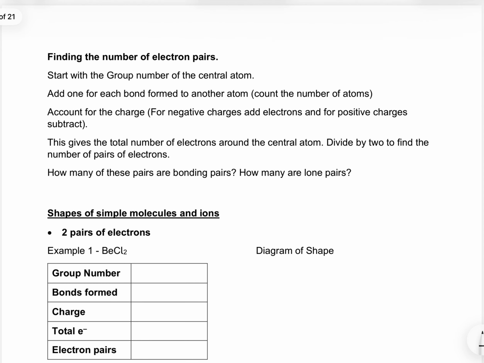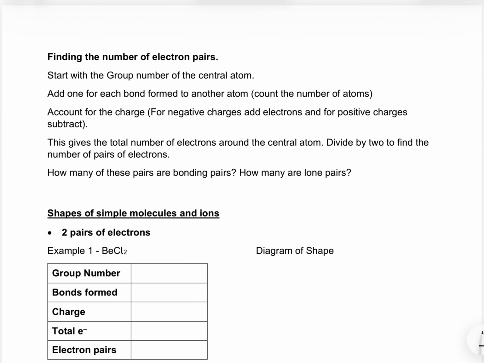Okay, so how do we find out the number of pairs of electrons around the central atom without drawing the dot and cross diagram? Because we might want to save ourselves time. At A-level, we're not going to be asked for the dot and cross diagram. So what we want to do is be able to work out how many dots and crosses there would be around that central atom without drawing it out. So we start with the group number of the central atom, because remember the central atom will have, if it's in group 5, 5 electrons in its outer shell. If it's in group 3, 3 electrons in its outer shell.